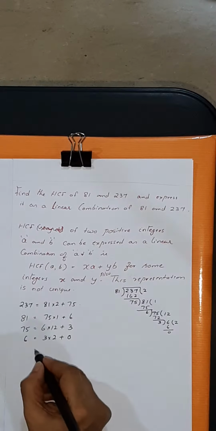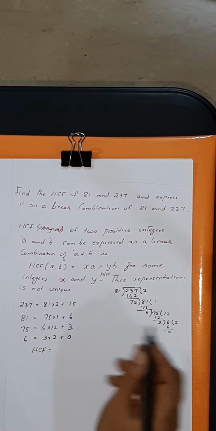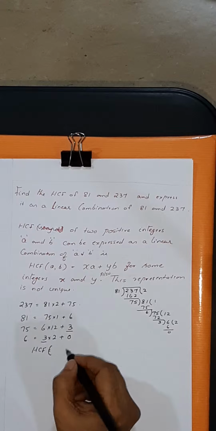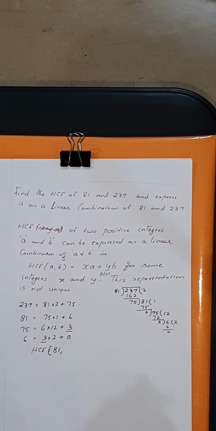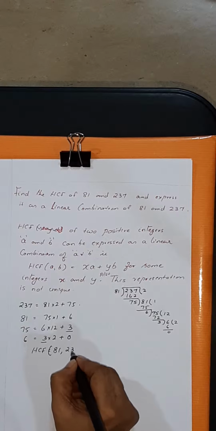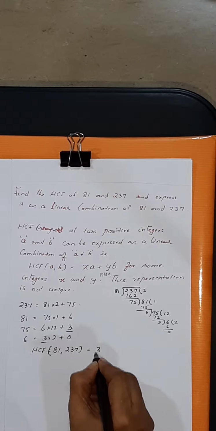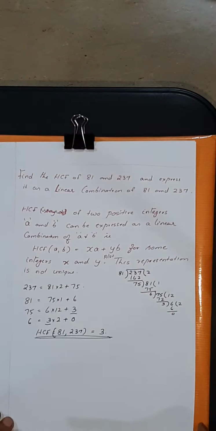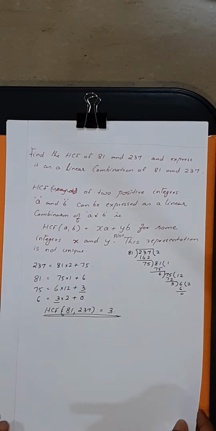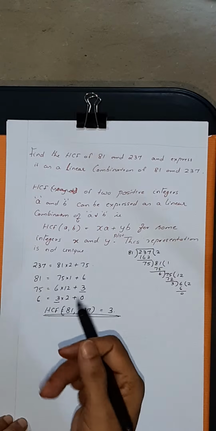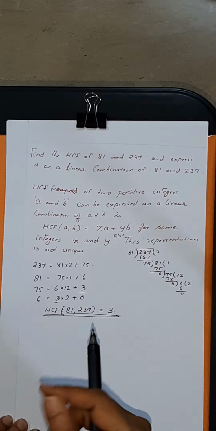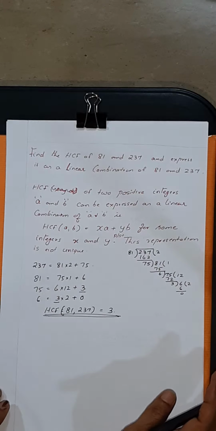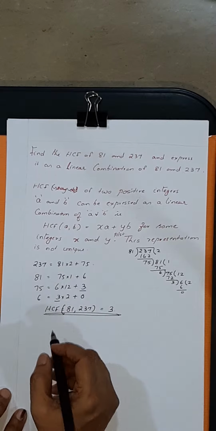Therefore, the HCF of 81 and 237 is equal to 3. Now we have to write this value 3 as 81 into some integer plus 237 into some integer. So we'll see how it can be done.